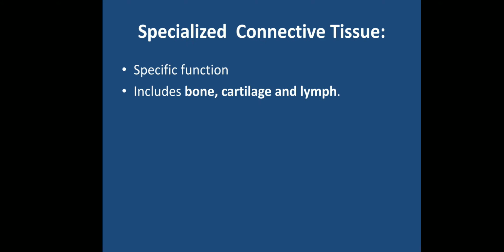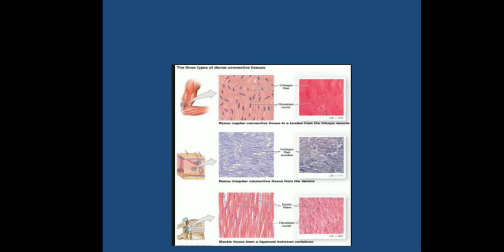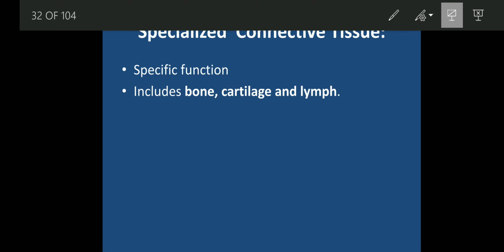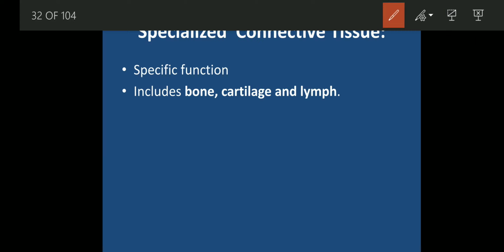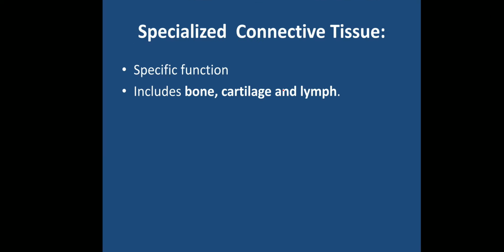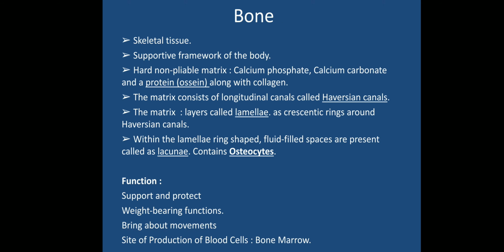Next is specialized connective tissue. Specialized connective tissues are those which are responsible for carrying out a specific function, and there are mainly three different types: bones, cartilage, and lymph. We'll be discussing bone and cartilage in detail right now. Let us start with the bones.